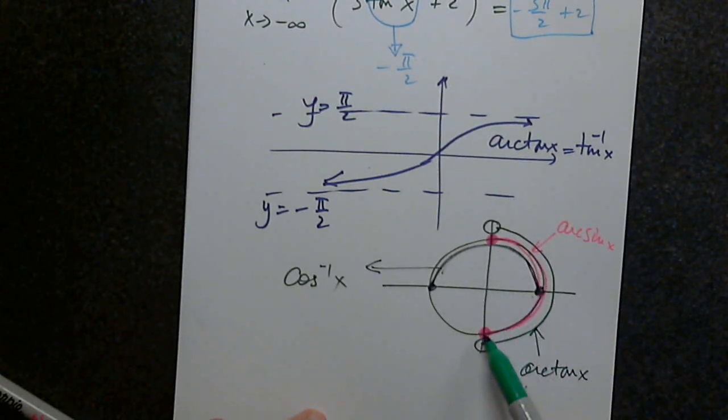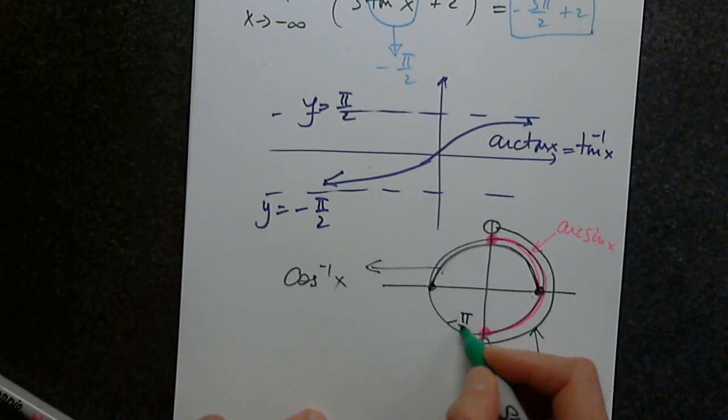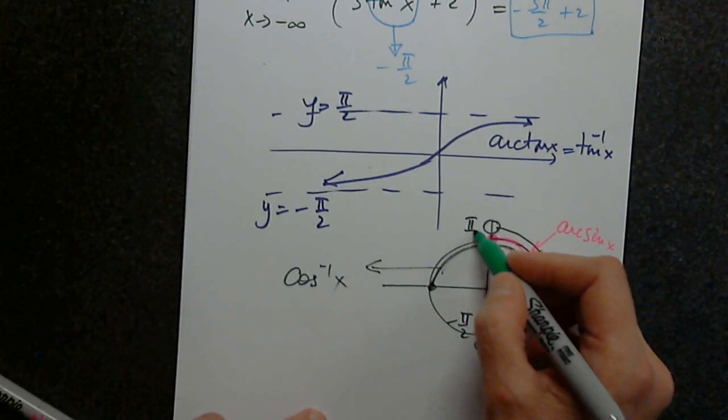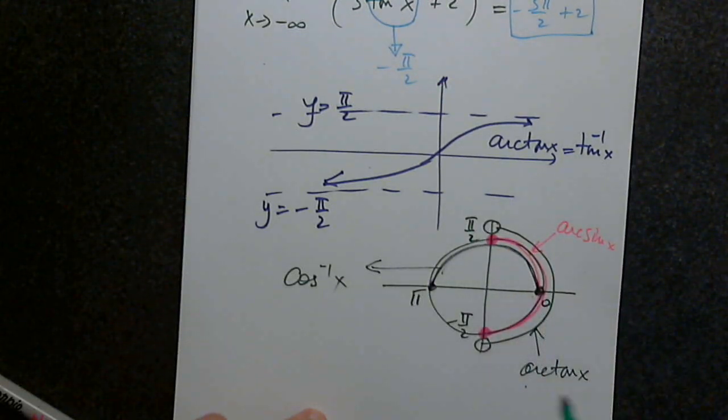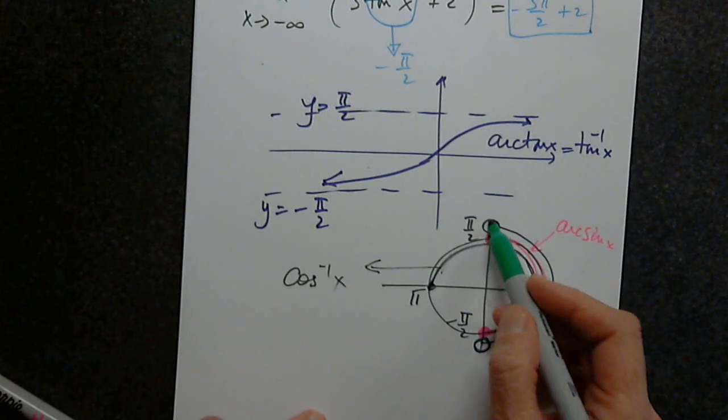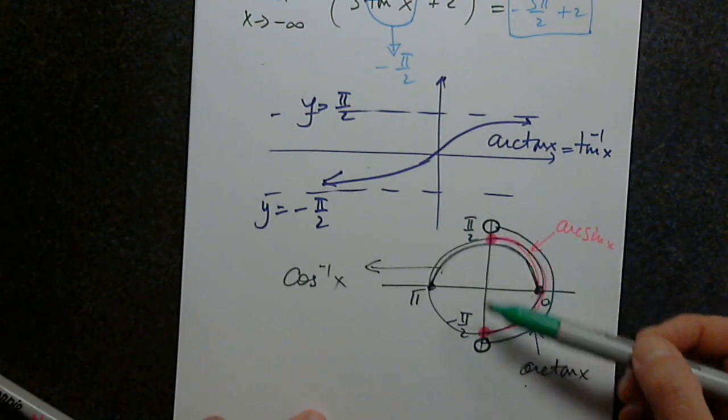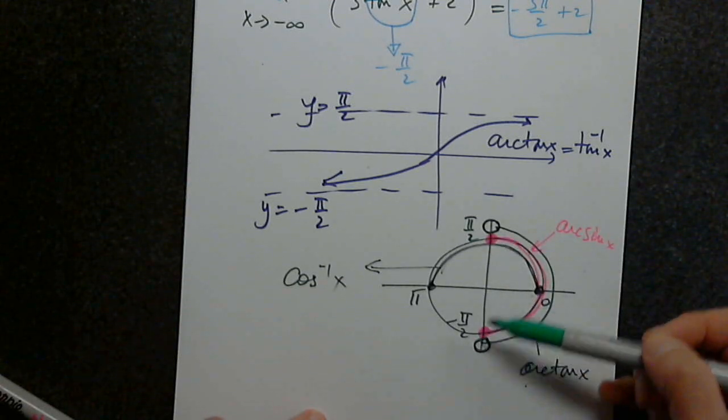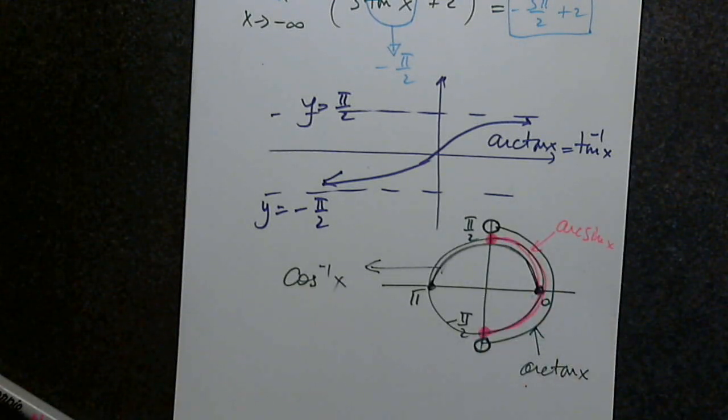The pink is for arcsine with negative pi over 2. So I'm going to put negative pi over 2 and pi over 2, and here pi, and here 0. For cosine between 0 and pi. For arctangent between negative pi over 2 and pi over 2 without those. And for arcsine between negative pi over 2 and pi over 2 with those ending points.